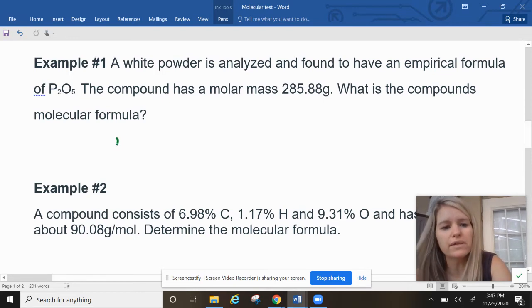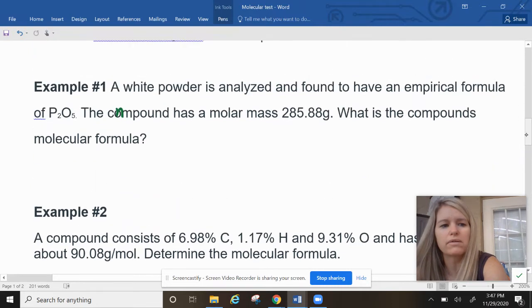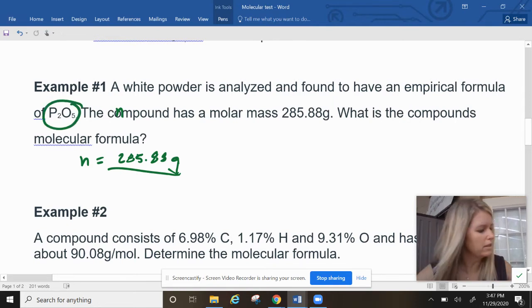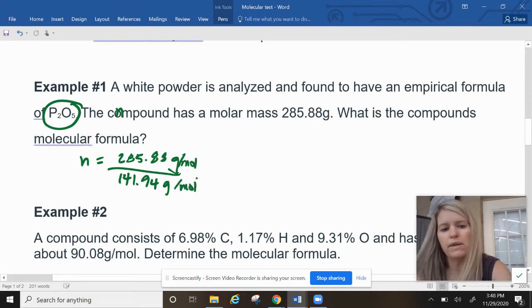We have this as n equals 285.88 grams. That was our molecular mass, divided by the mass of this, which we calculated to be 141.94. By the way, this is grams per mole. And we want the nearest whole number here, and the nearest whole number is obviously going to be 2.